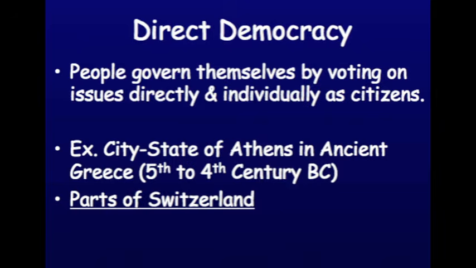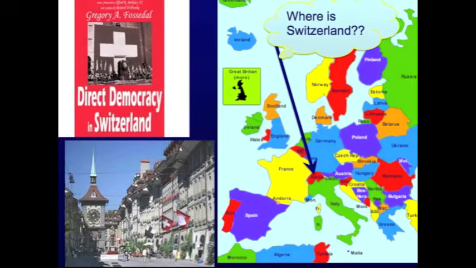In a direct democracy, people govern themselves by voting on issues directly and individually as citizens. An example of this in history would be the city-states of Athens in Greece that you learned about last year. A modern-day example would be parts of Switzerland. Do you know where Switzerland is in the world? Switzerland is in Europe. It's a very teeny tiny country between Italy, Germany, Austria, and France.